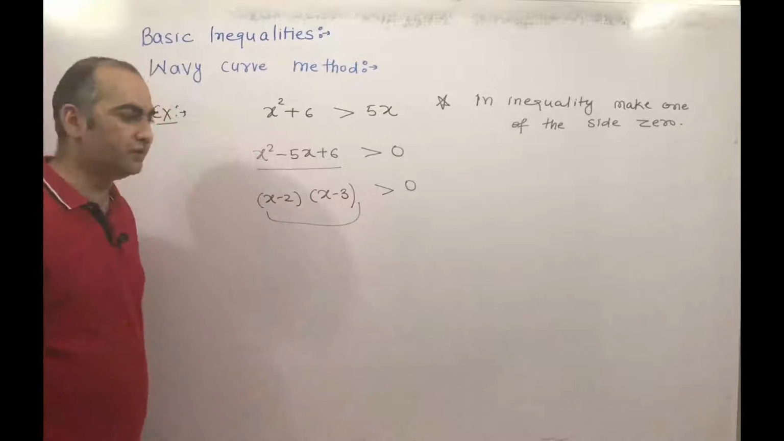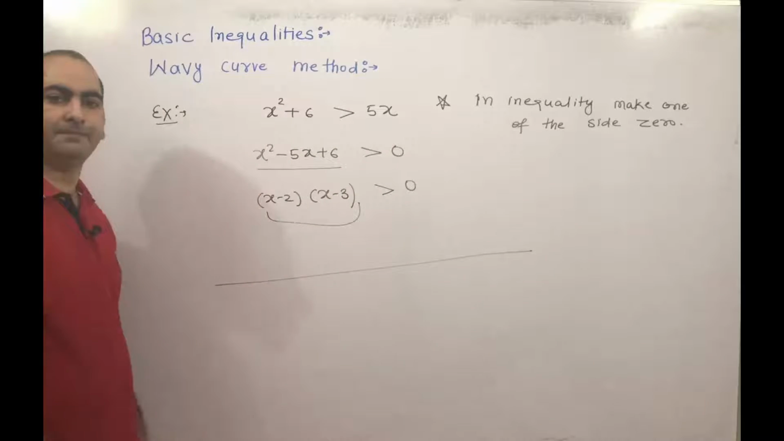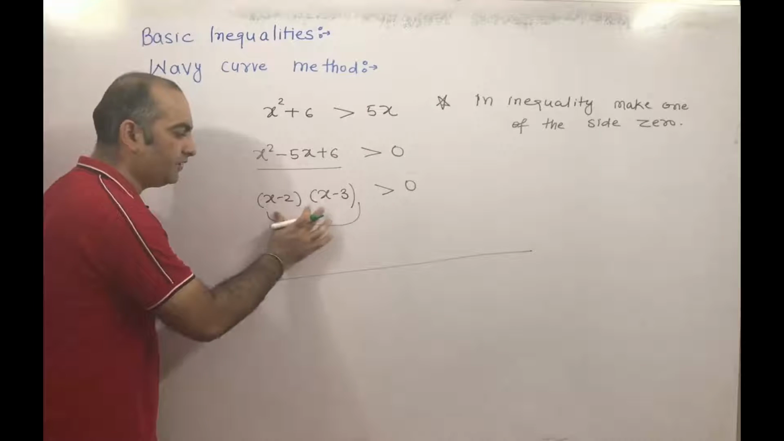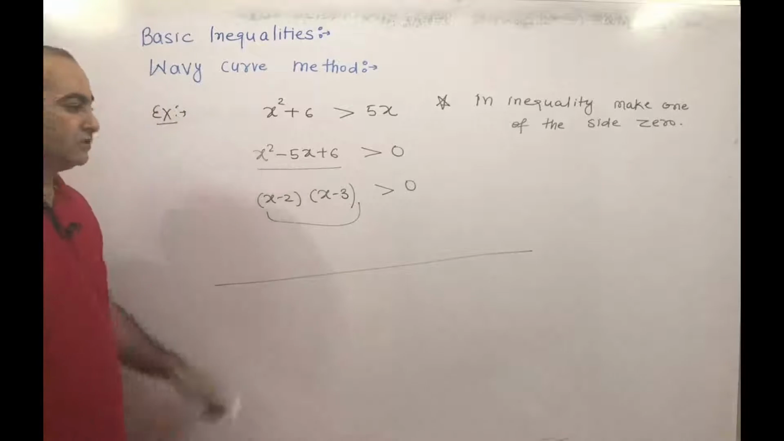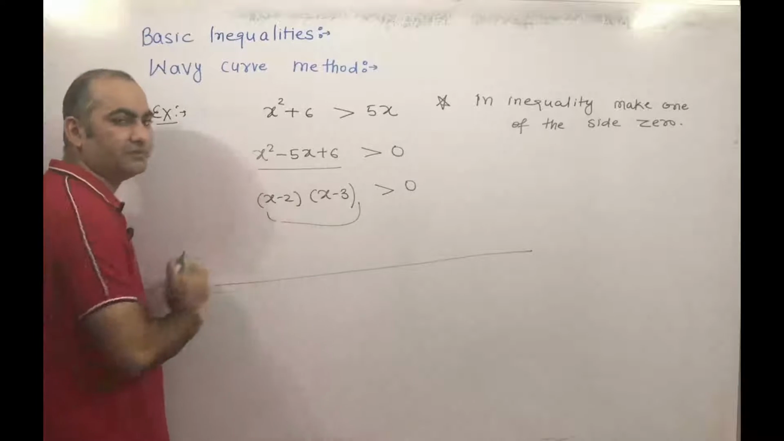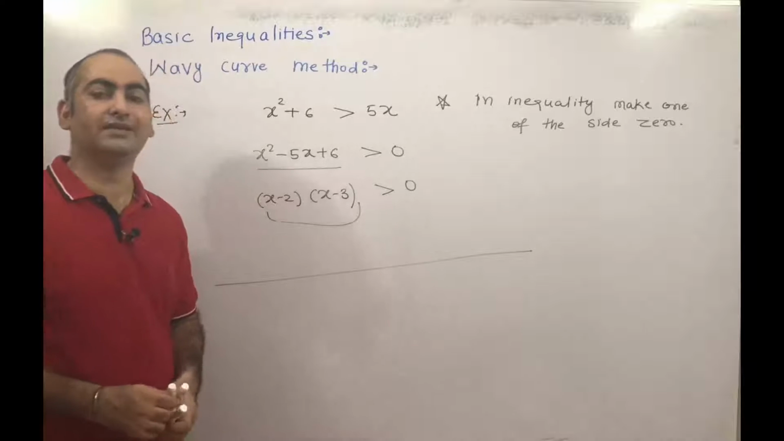For that we will draw a number line, and we will find out when this will become 0. If you put 2 and if you put 3, it will become 0. And 2 and 3 are called critical points.